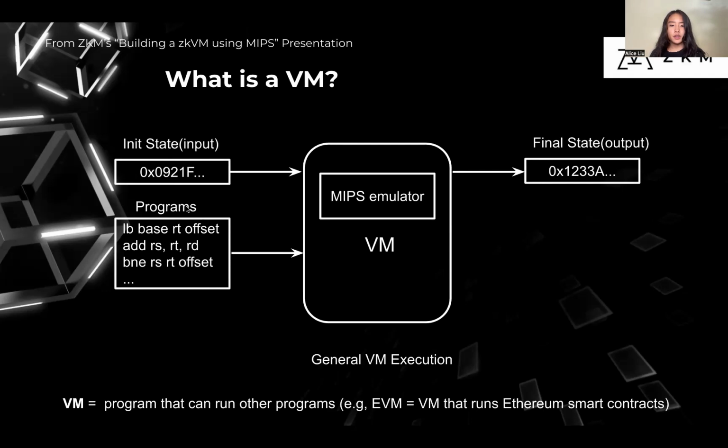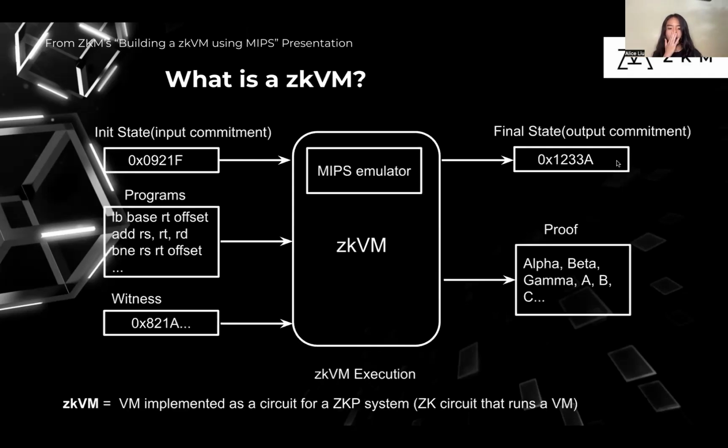So both this input and the program are fed into the VM, and a final state of that program will be outputted as a result. Now for a zkVM, it's basically just the VM with a few extra components. You can think of it as a ZK circuit that runs a VM in order to prove that a program was correctly executed, which is needed in our proofs of knowledge.